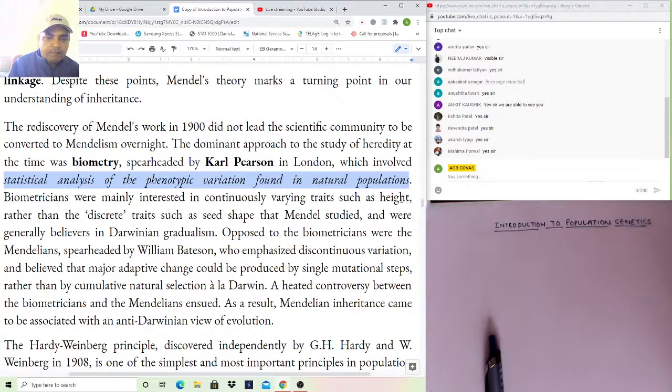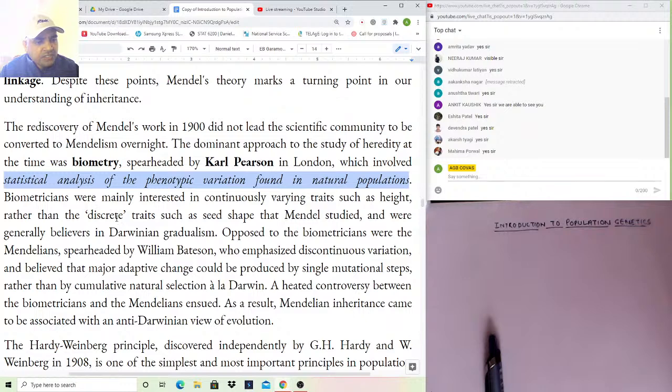So why I am making you study all these things is so that you can make a connection between classical genetics and population genetics. That is how these things are interconnected. So that is why we are studying these historical points in detail.